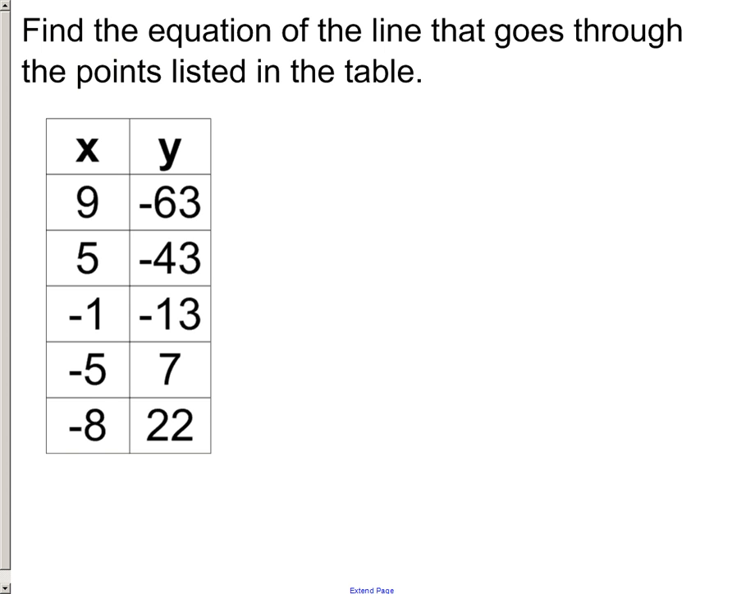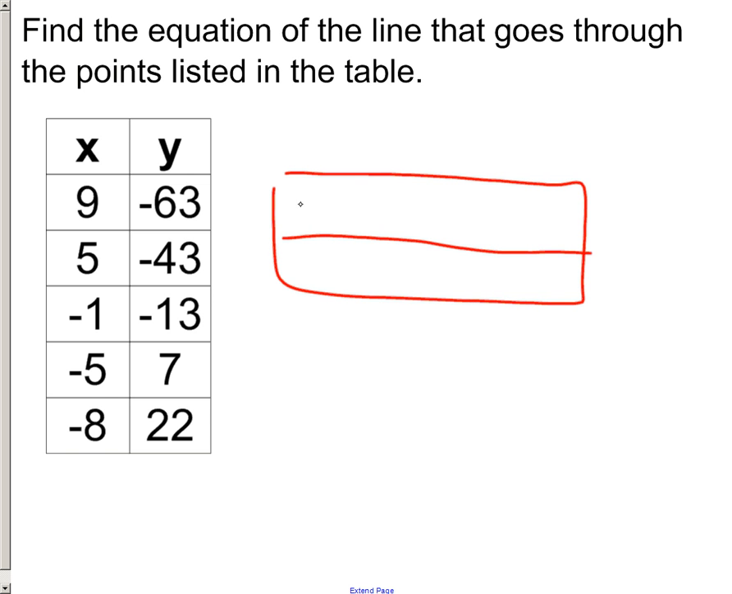And rather than giving it to us in ordered pairs like this one, like 9, -63, or like this one, -1, -13, they just stuck it in a table. And you'll see that quite often. Sometimes instead of the table going up and down, it'll go left to right like this. Your x's will usually be on top, your y's on bottom, and it would be presented to you like this. Okay, so 9, -63 would be a pair, just like they are here.